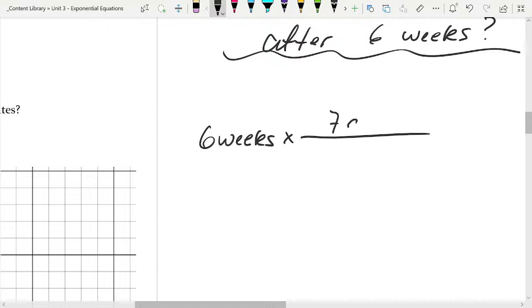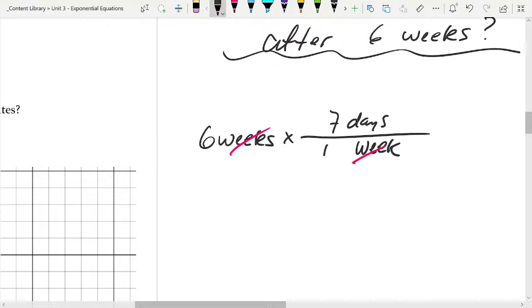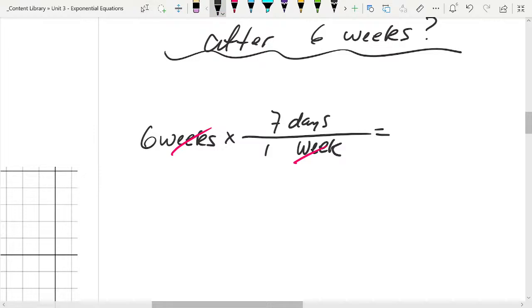Okay, so I know that there's 7 days in 1 week. Hey, I've just made a ratio. Is this ratio true? Then weeks should cancel with weeks, and what will I now know? How many days? And by the way, what's 6 times 7? Divide by 1? Great. But I could keep going because I don't want days, I want hours.